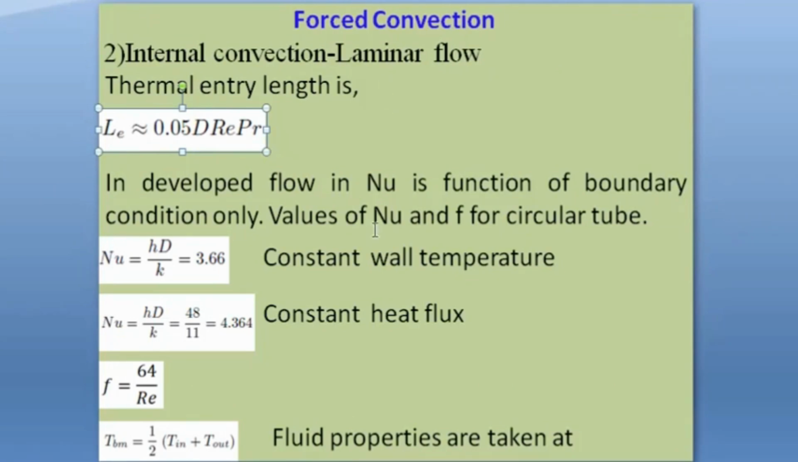But in developed laminar flow, for constant wall temperature, Nusselt number is 3.66. For constant wall heat flux, it is 4.36. And friction factor is also 64 by Re. So if you deal with laminar flow, it is very, very easy to calculate.